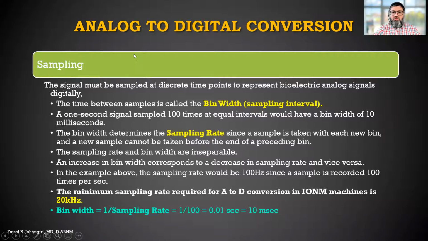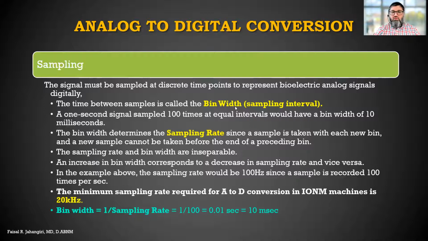So, analog to digital conversion. In order to change the signal from analog to digital, we need to do sampling. As we were talking earlier, the signal must be sampled at discrete time points to represent the bioelectric analog signal digitally. The sampling depends upon the frequency of the signal, and the minimum sampling needed is the Nyquist frequency. That's the minimum one. So we always sample much higher than the Nyquist frequency, but we cannot sample at or below it.